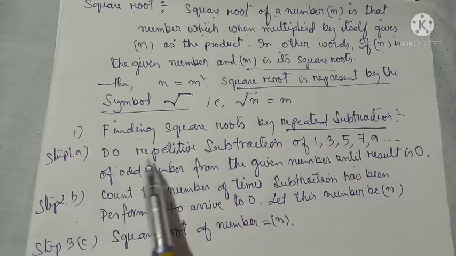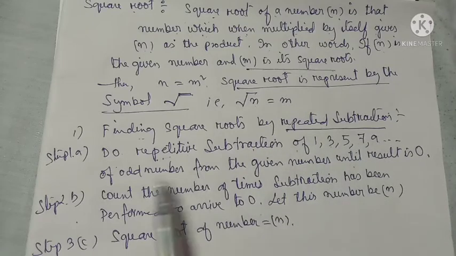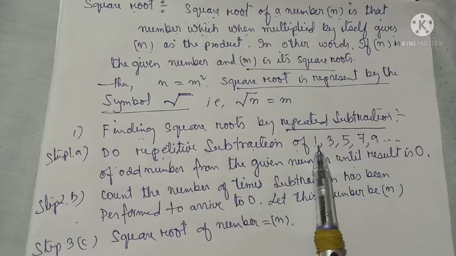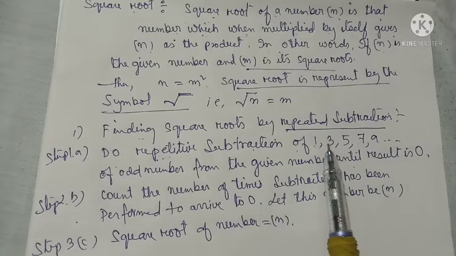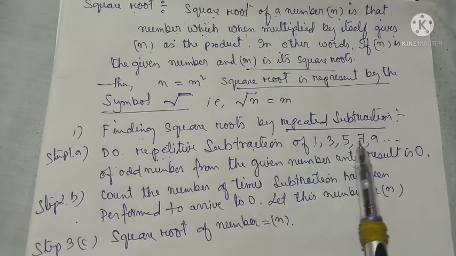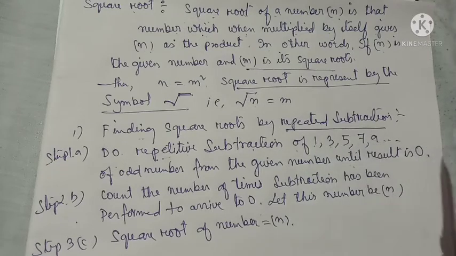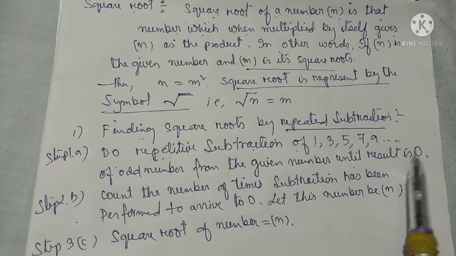Let's see. Do the repetitive subtractions of 1, 3, 5, 7, 9, the odd numbers. We have to subtract the odd numbers from the given number until the result is 0. By odd numbers 1, 3, 5, 7, 9, 11, 13, 15, 17, 19, in this way consecutively, we have to subtract the given number by the odd numbers until we get 0 as the answer.